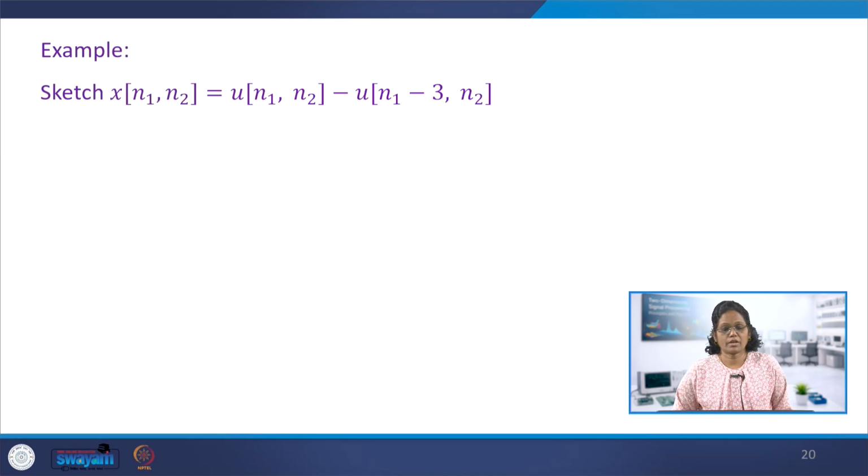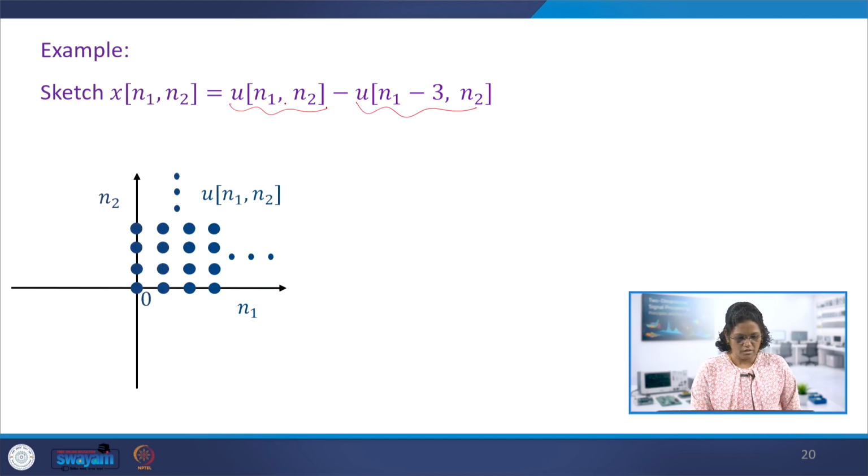Now we will take some examples of step sequences, and see how we plot them and how the shifting we learned in 1D, right shift and left shift, can be applied here. Sketch a sequence, for example x of n1 comma n2 equal to the step sequence u of n1 comma n2, which is only in the first quadrant, minus u of n1 minus 3 comma n2. We would plot each separately and subtract the second one from the first.